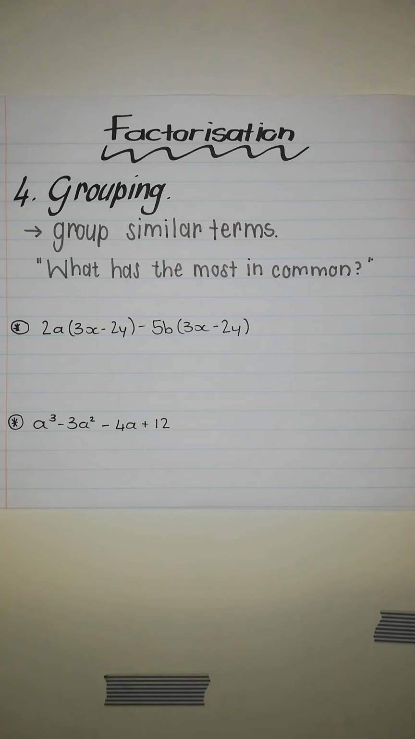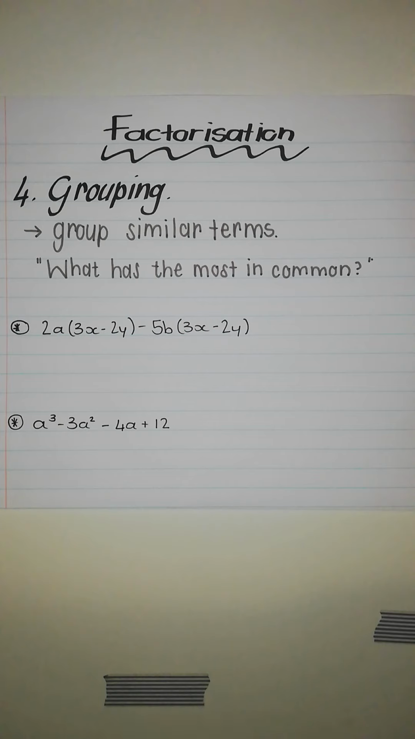In factorization, we had our first one, which was a common factor. Then we had our second one, which was a difference of two squares. The third one was a trinomial, and now we have our fourth one, grouping. With grouping, it sometimes gets difficult. So my big question is, what has the most in common?